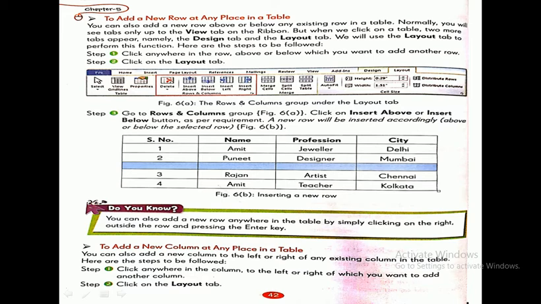Here are the steps to be followed. Now click anywhere in the row above or below which you want to add another row.